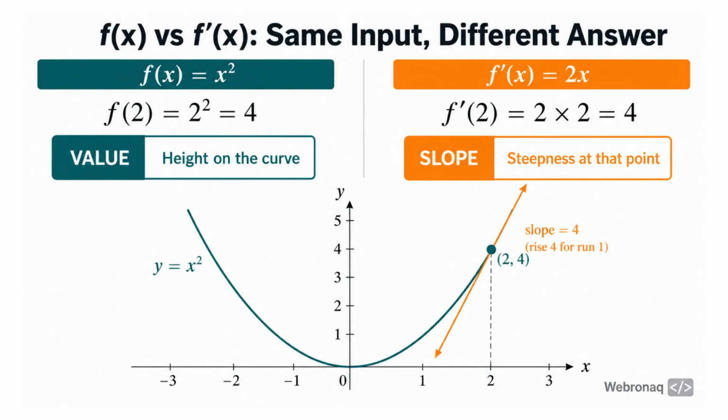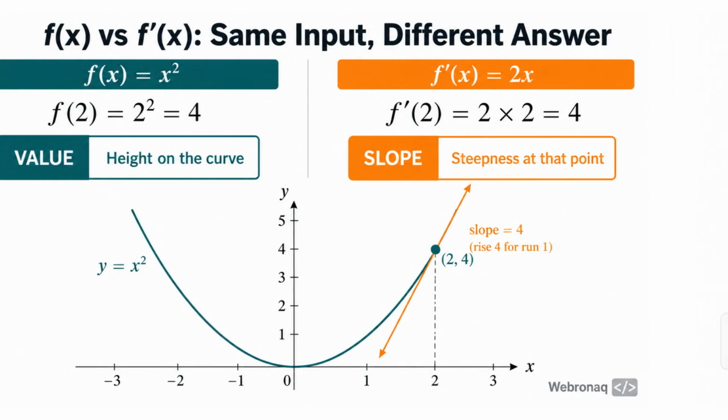On the right, f prime of x equals 2 times x. Plug in the same x equals 2, and you get f prime of 2 equals 2 times 2, which also equals 4. But this 4 means something entirely different. It is the slope. It is how steeply the curve is rising at that exact point. Same input x equals 2, two different outputs, answering two different questions. One is a position, the other is a rate of change. Next, we pull it all together with real-world meaning.